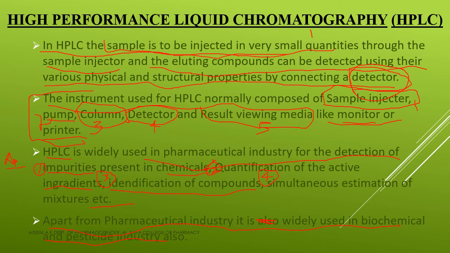So it is widely used in the pharmaceutical industry for the detection of impurities present in chemical substances, then quantification of active ingredients, then identification of compounds, then simultaneous estimation of mixtures, and also widely used in biochemical as well as pesticide industries. So that's all about HPLC.